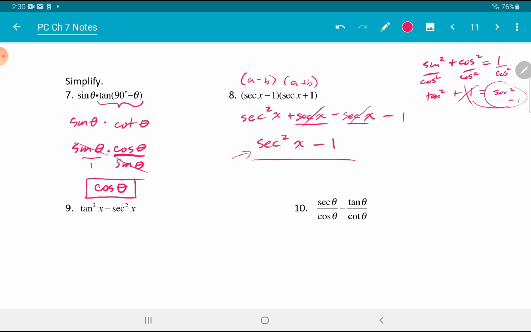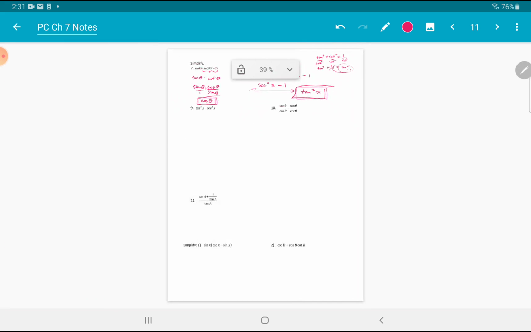Secant squared x minus 1 is really the same thing as tangent squared of x. So that's going to be our simplified version, just tangent squared of x. Okay, so that's the idea behind simplifying. Basically, modify the expressions as much as you can, see what identities you can use, and then cancel things out along the way. Then hopefully you'll get down to something as simple as what you see in these two examples here. All right, going on to the next page.